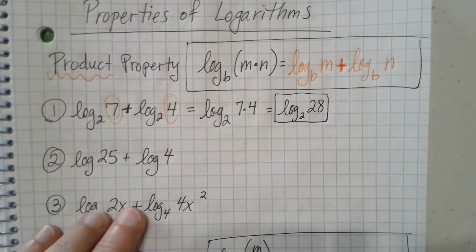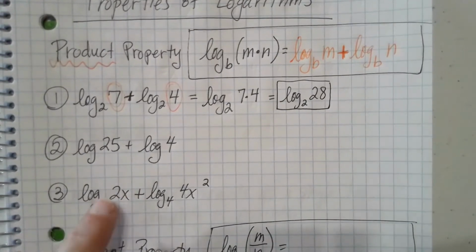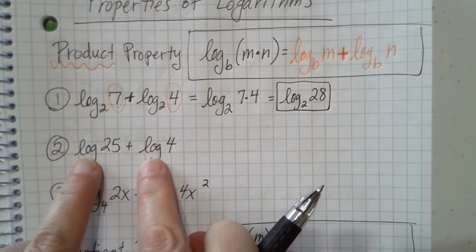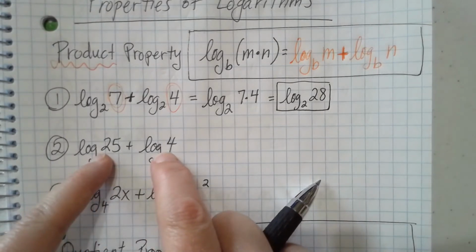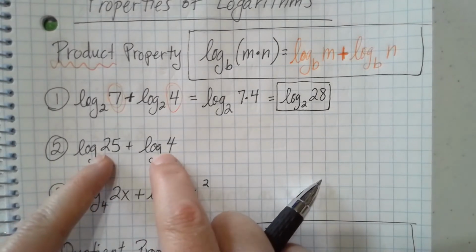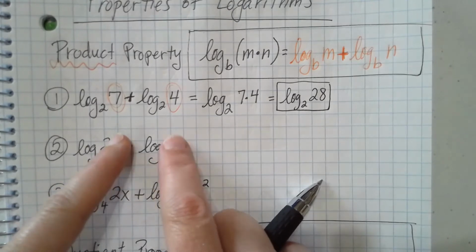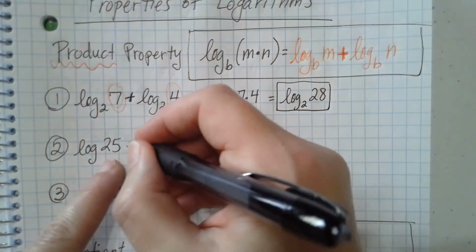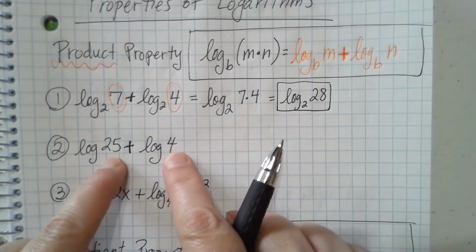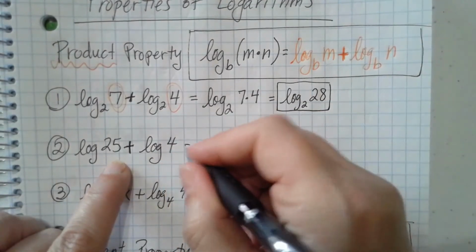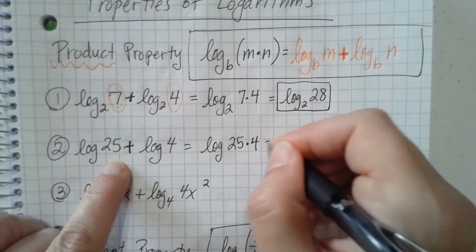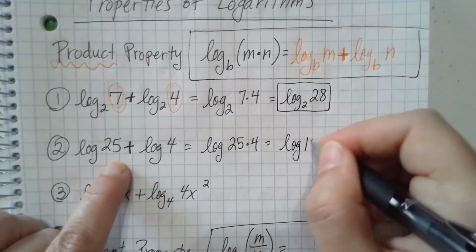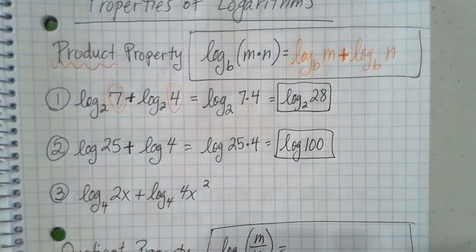Okay, all right, number 2, they both have logs. Do they have the same base? There's no number here, so what number is there that we don't need to write? A 10, yep. So we're going to take our two numbers, and since we have a plus sign in between them, what are we going to do with those two numbers? We're going to multiply them together. So we're going to do 25 times 4, which makes 100. So that's the log of 100.